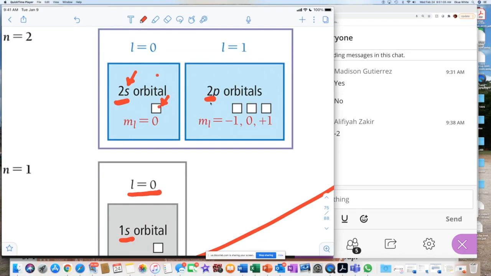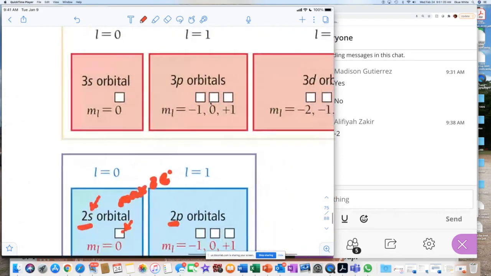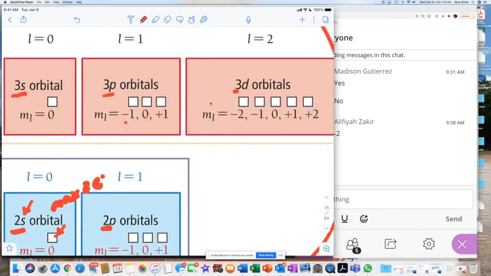Remember, each orbital can have a maximum of 2 electrons. So this little box here is one orbital, with M sub L 0. The p orbital has -1, 0, plus 1, just like we discussed, right? And same here. No matter what the energy level is, as long as it's an s orbital, the M sub L will always be 0. As long as it's a p, M sub L will be -1, 0, plus 1. Okay? As long as it's a D, you have -2, -1, 0, +1, +2.